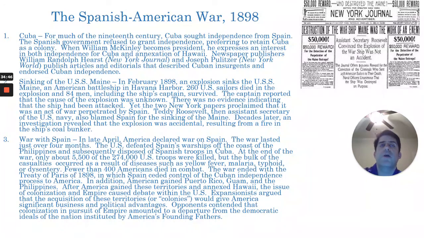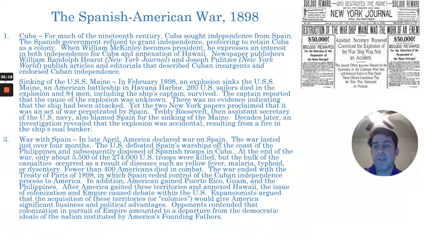In February of 1898, an explosion occurred on the USS Maine and sunk the Maine. The USS Maine was an American battleship which at the time of the explosion was stationed in Havana Harbor off the Cuban coast. 260 U.S. sailors died in this explosion. 84 men, including the ship's captain, survived.